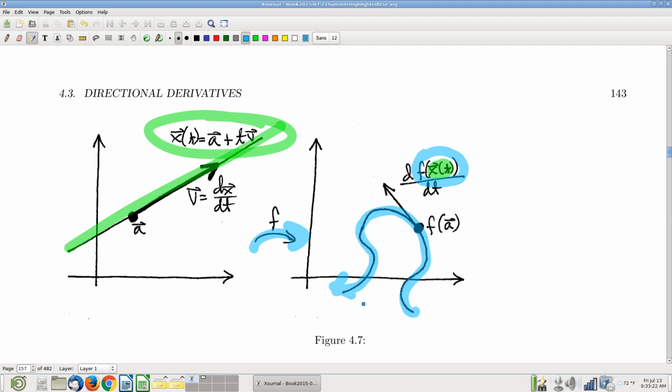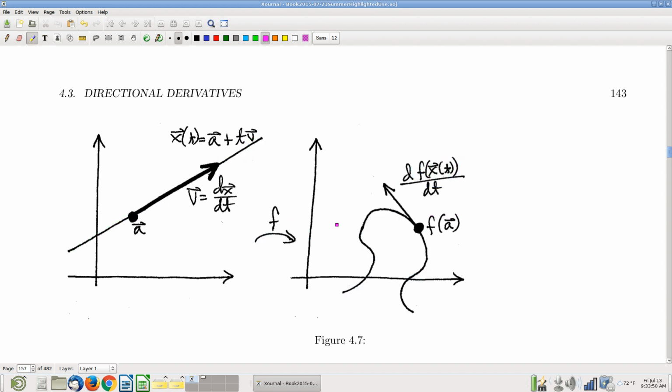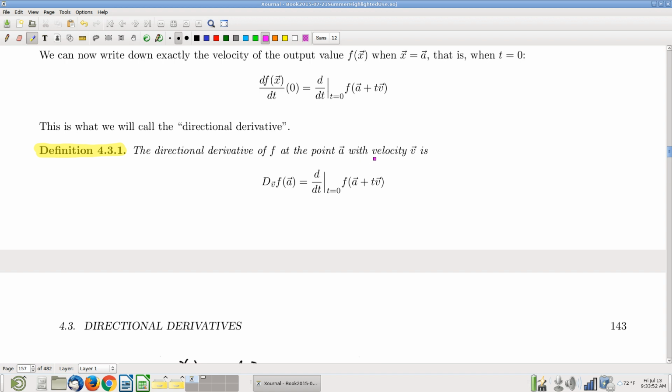So the green curve is our premise parametric curve in the domain. The blue curve is the corresponding image curve in the target. And let's remind ourselves, our goal here was, given an input velocity, to find the corresponding output velocity. Well, that output velocity is just the derivative of that blue curve. Okay, so put that all together, you get this formula right here. We give a name and some notation to this.